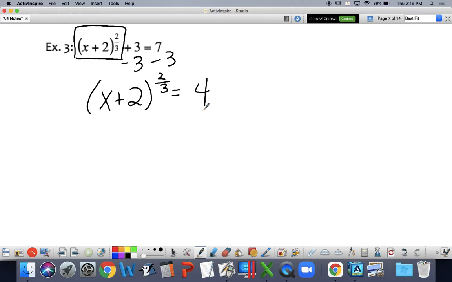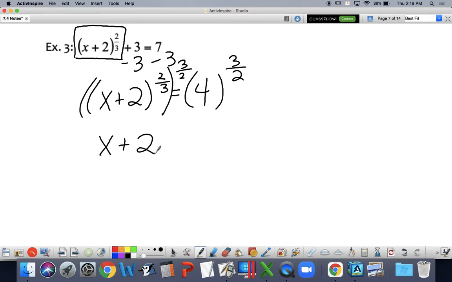Now I raise it to the 3/2, right? I raise it to the reciprocal, just like we did on the other example. So the left side of my equation, x plus 2. We've got one little problem. I'm currently solving for x. This right here, this 4 to the 3/2, that means the square root of 4.